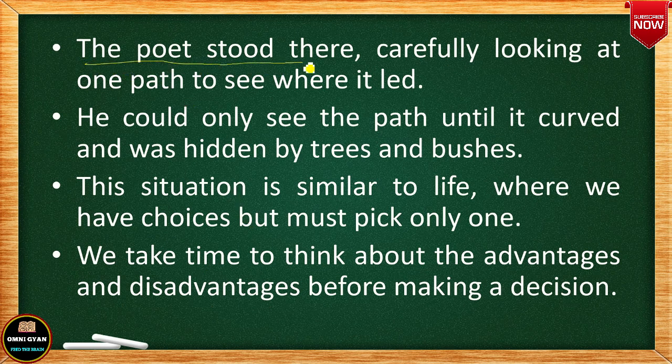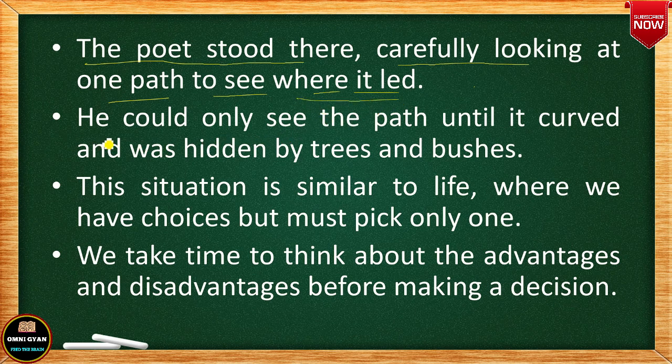The poet stood there. Now the poet was standing there, and he was carefully looking at one path to see where it led. तो poet वहाँ पे खड़ा हो गया, and he could see both the paths, and he started analyzing and observing, carefully looking at both the roads. तो दोनों रास्तों को वो बहुत carefully देख रहा था, because he has to travel either of the one. कोई भी एक रास्ता उसको choose करना है. So he was trying to observe very carefully the 2 roads, where these roads were leading to.